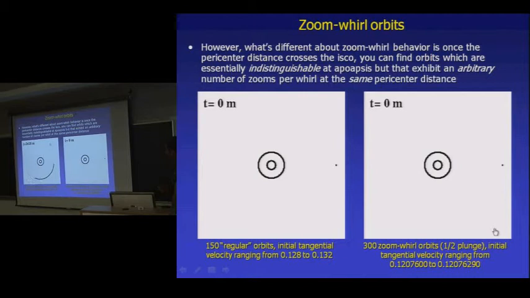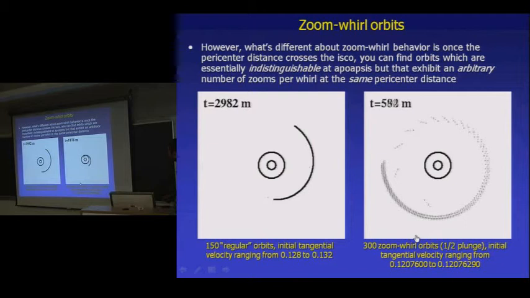In other words, you can take a given orbit with a given apocenter and a given pericenter, and by just finely adjusting the velocity, essentially an indistinguishable orbit, you can tune it to have as many whirls as you like. Here, for example, I'm doing the same thing with 300 zoom-whirl orbits, tuning in the sixth decimal place. I've chosen 300 as opposed to 150 because half of them are going to fall into the black hole after the first encounter. And you can see how sensitive the resulting orbit is to the initial conditions, quite drastically different from the previous case.